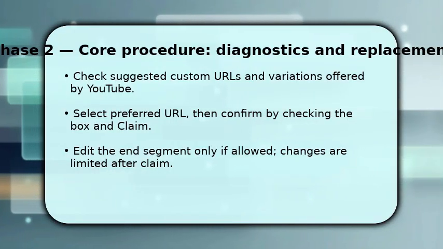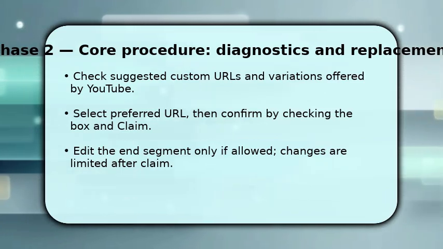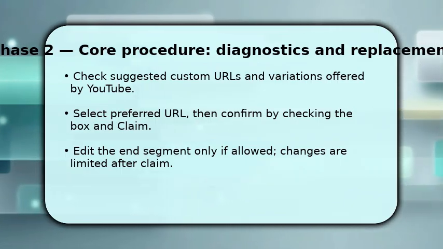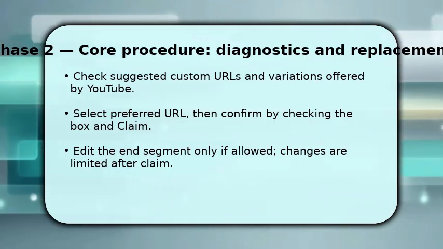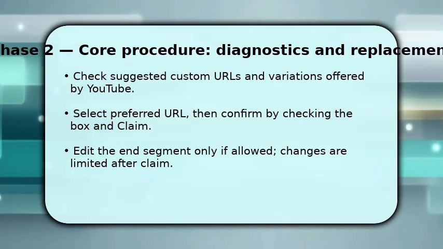When you select it, tick the confirmation box to accept YouTube's terms, then click Claim. This action seals the URL immediately, so be deliberate. If YouTube allows minor edits to the end segment, adjust to remove digits or hyphens for readability. But understand you cannot change the URL at will later, so choose wisely before finalizing.